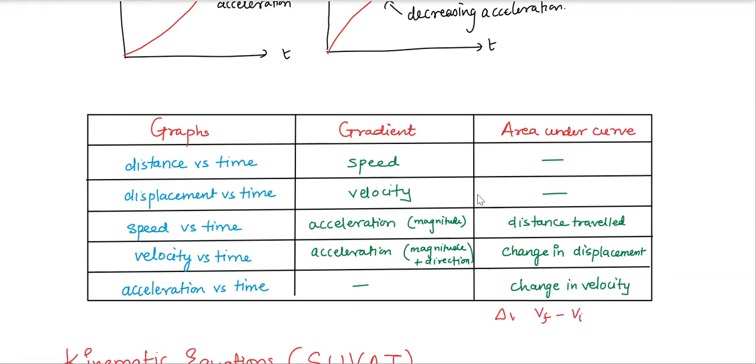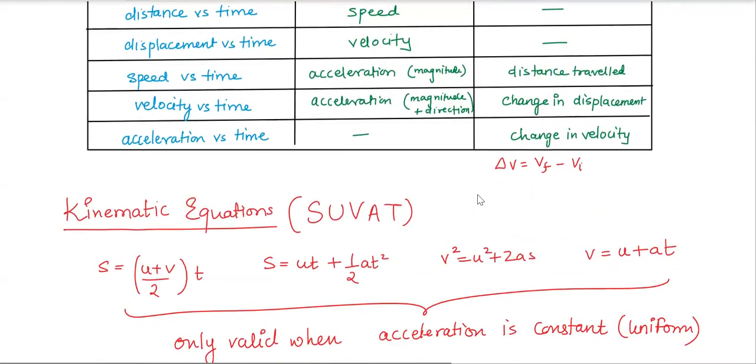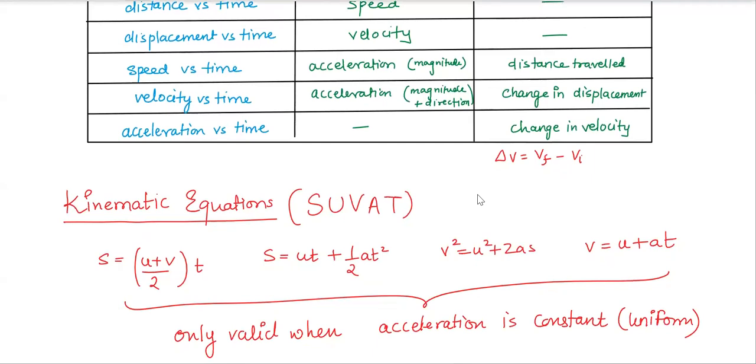That is a change in velocity. We will also make use of kinematic equations in one dimension, that is SUVAT. The first equation: S is equal to (U plus V) upon 2 into T. Then S is equal to UT plus half AT squared, and V squared equals U squared plus 2AS.